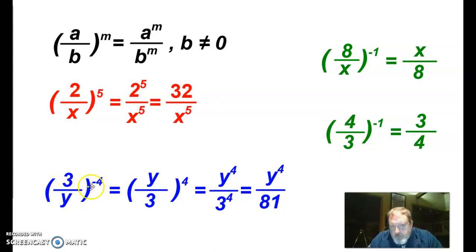If you have a negative, that's okay. If you see a negative exponent, go ahead and take the reciprocal of this right away. So I change this to y over 3 and make it positive 4. So y to the 4th over 3 to the 4th, which is 81. Anytime you have the negative first power, that's just a reciprocal. So 8 over x becomes x over 8. 4/3 and the negative first becomes 3/4.